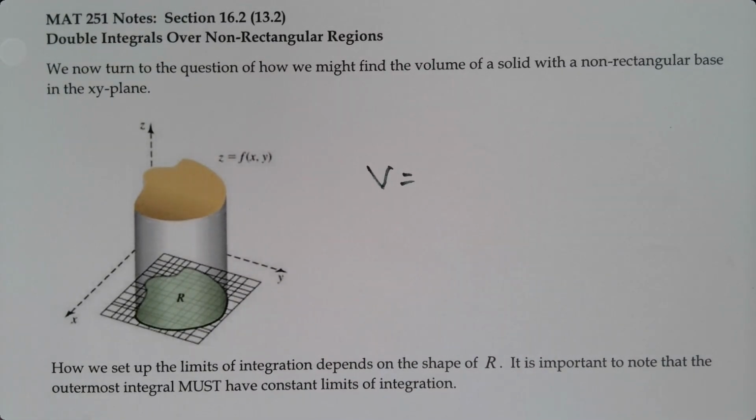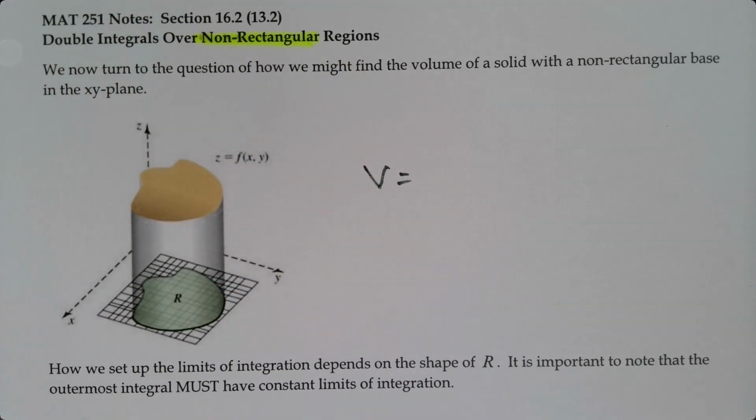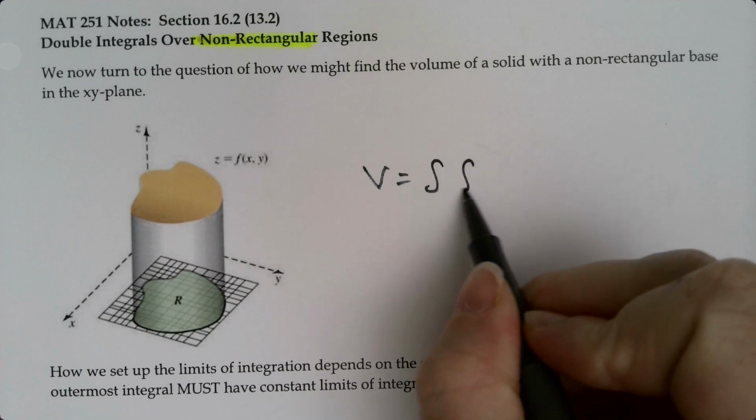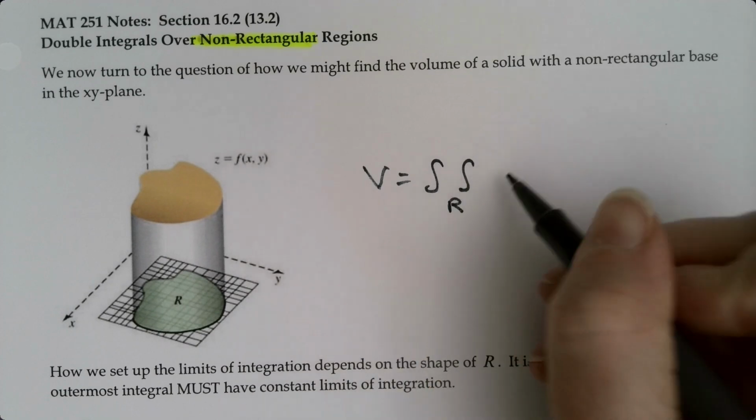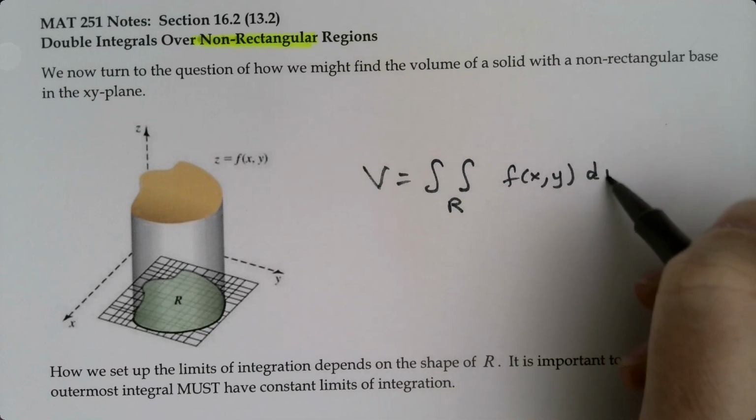Now in section 16.2, we're going to raise our difficulty level by looking at non-rectangular regions. We knew it was coming, and it's already here. Now remember that the volume is the double integral over the region of f of xy dA.